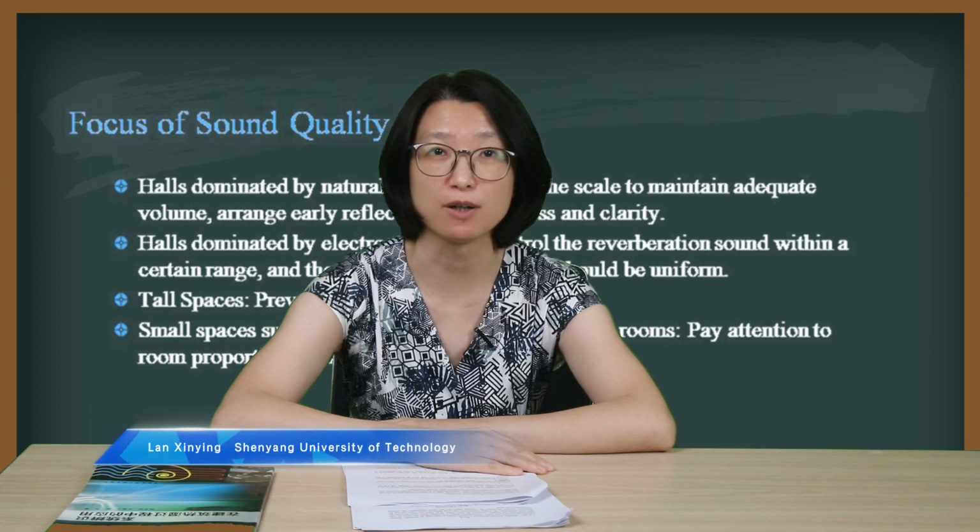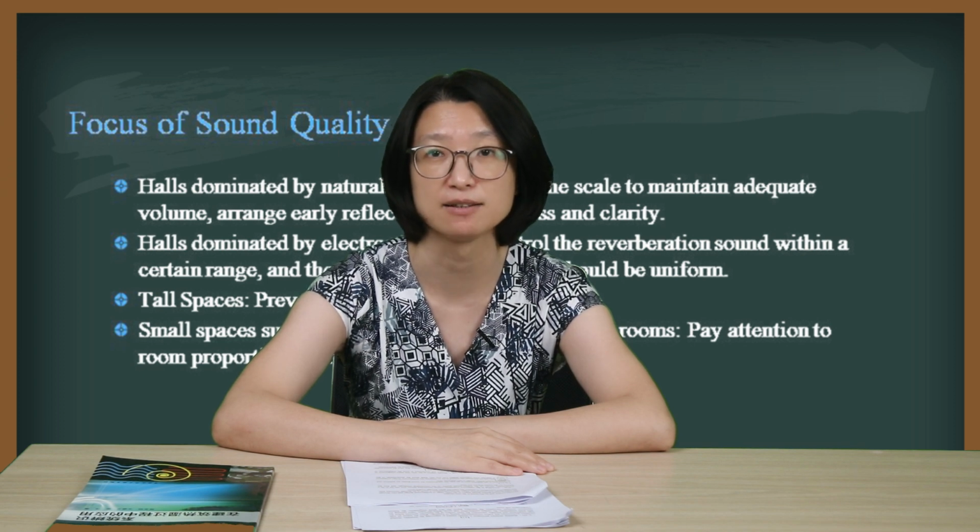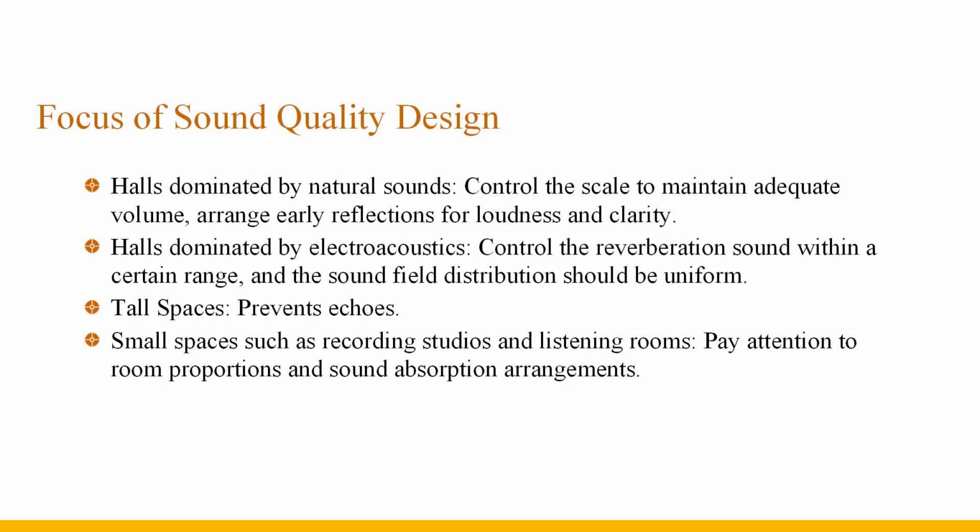Due to the different uses of the hall, the requirements for sound quality are different, and the factors of sound quality design are also different. Like in a hall dominated by natural sounds, the scale must be controlled to maintain sufficient volume, and early reflections must be arranged to improve loudness and clarity. The scale and shape of a hall mainly based on electroacoustics are not limited, but the reverberation needs to be controlled within a certain range, and the arrangement of the speakers should consider the uniform distribution of the sound field. Tall spaces need to prevent echoes.